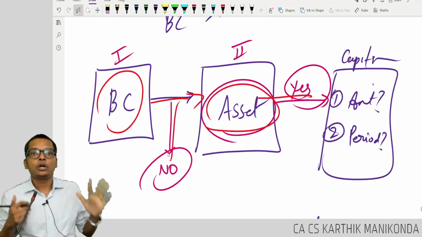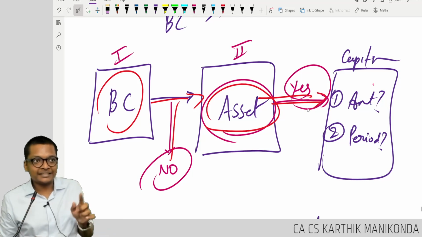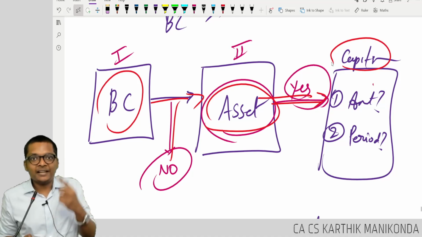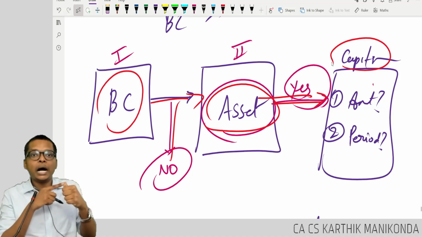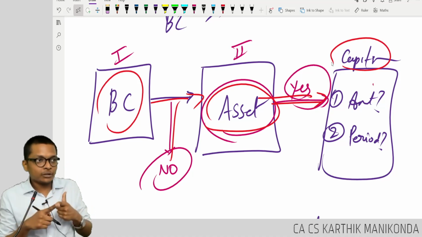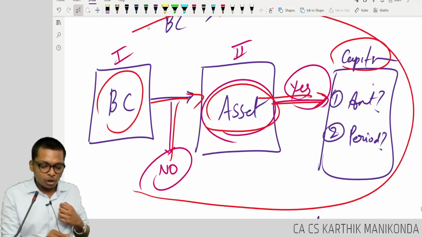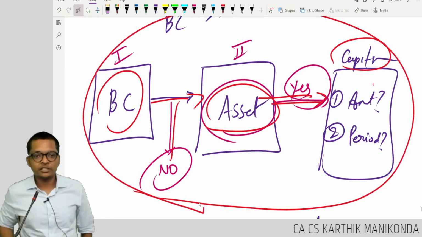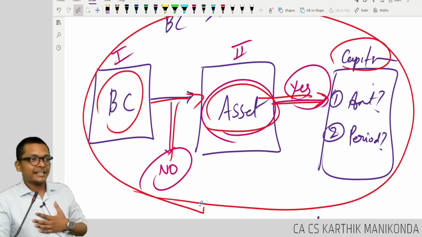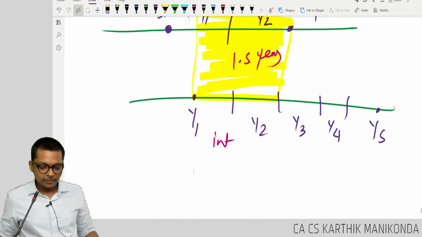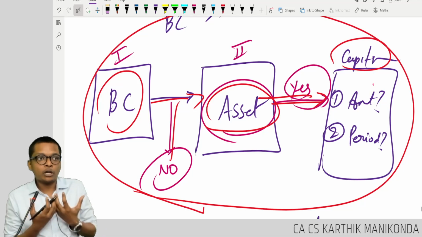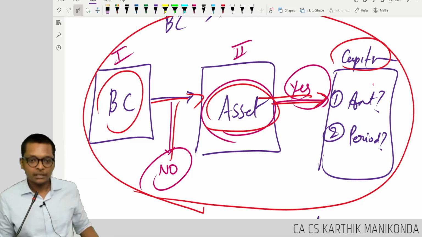No, not applicable. Yes, it is for an asset. Then I have to capitalize. Within capitalization, I have two sub questions. Amount to capitalize, period to capitalize. If you know the answer for all of this, AS16 is over. This is the introduction for AS16. Have you understood, guys? Clear? Okay, perfect. So I have not taught anything. I just gave you an overview, and I hope you are now convinced we will capitalize interest.